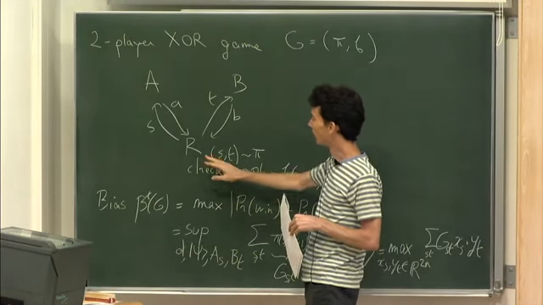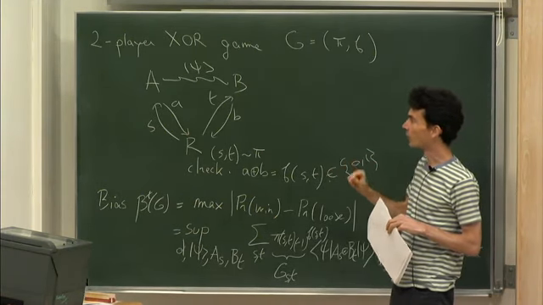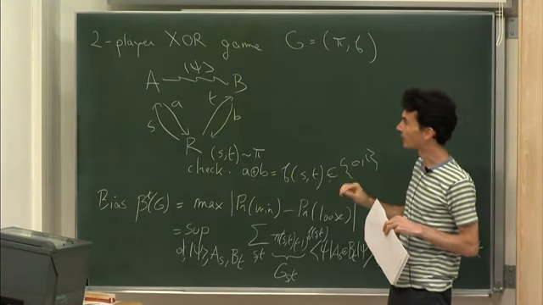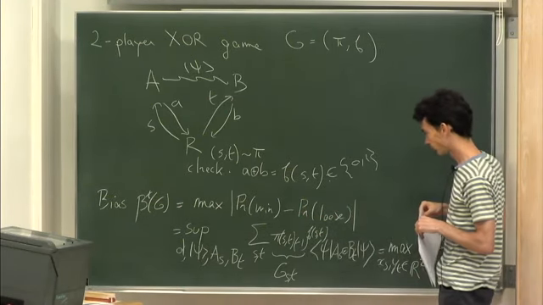And for this, we allowed them to use quantum mechanics. So they can have an entangled state psi, and when they receive their questions, Alice applies a binary projective measurement, A_S, and Bob a binary projective measurement, B_T. So there was one quantity that we are looking at, which is the bias of the game, which I denote by beta star. And this was the maximum probability of winning minus the probability of losing. So it's a quantity that's between 0 and 1.